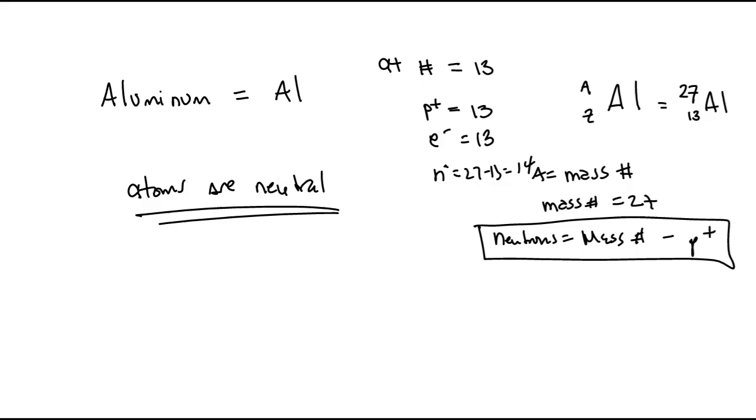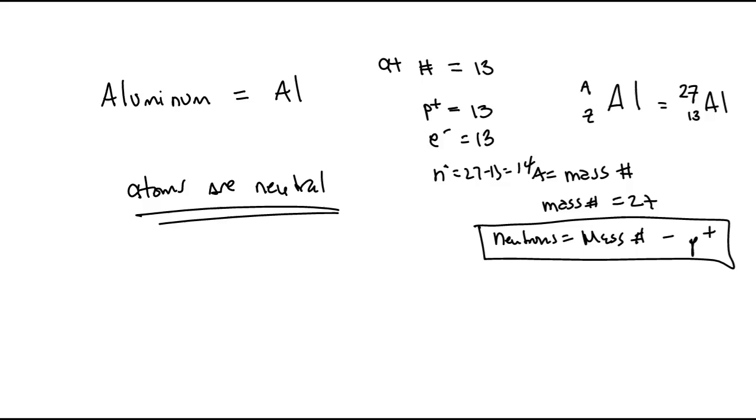And if you write it the way I did, with a symbol Al with a 27 on top and the 13 at the bottom, if you take the 27 minus 13, that gives you neutrons. 13 gives you the protons, and electrons if the atom is neutral.